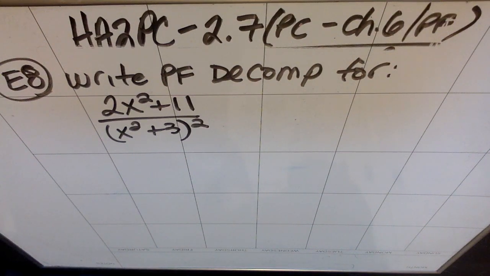This is Honors Algebra 2 Pre-Calc. We are doing section 2.7 in the Pre-Calc book, which is actually part of the chapter 6 partial fractions unit. So example 8: write the partial fractions decomposition for this lovely rational function.